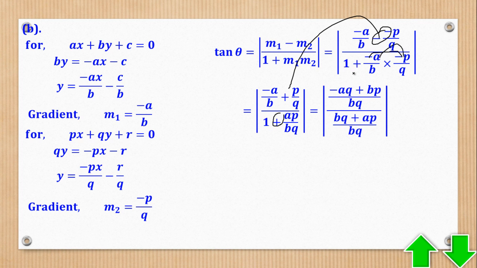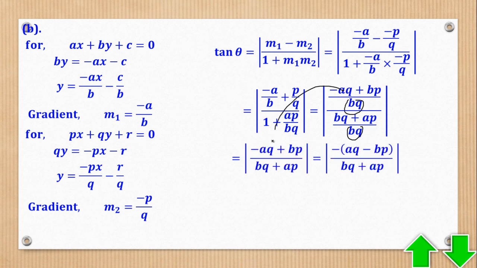So this times that is AP. This times this is that. Then here I'm going to get LCM to give you this, get LCM to give you that. You realize that this and this are the same, so they can cancel to remain with only this as the numerator and this as denominator.